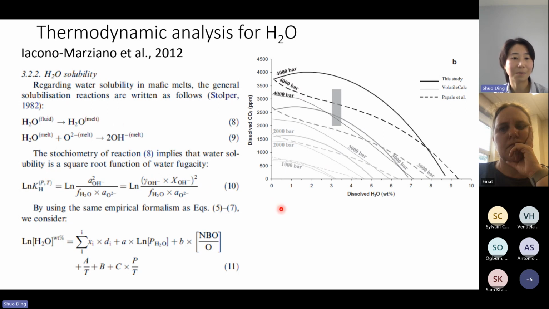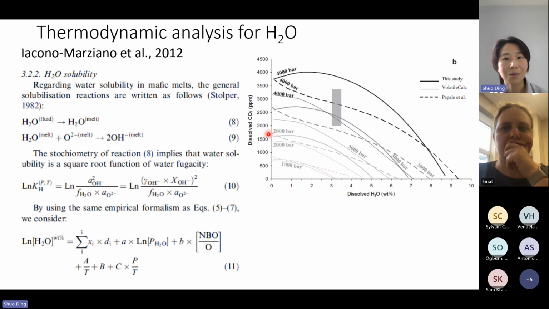Then again you need the activity, taking into account the activity coefficient and the activity of oxygen. They use NBO over O to calculate the activity of oxygen, and then use other oxides to account for the activity coefficient of OH. I think they deal with only OH here. So it's only the activity coefficient of OH and the mole fraction of OH in the equation.